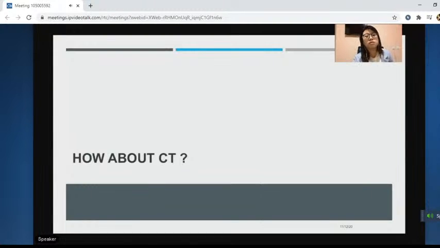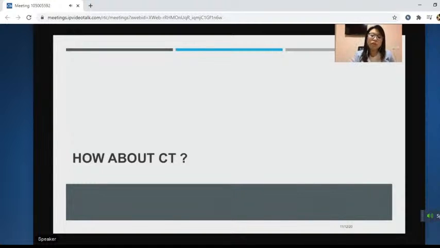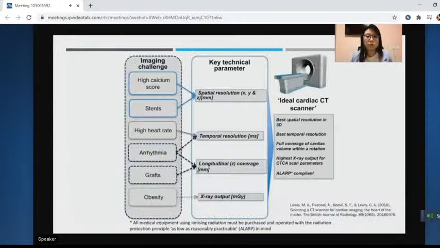And then our CT. Since 1998, clinical interest in CT for cardiac scanning has started, and it evolved from 16 slices to 64 slices. With 64 slices, we scan a lot of patients, but we still meet some challenges, including patients with heavy calcified plaque and high calcium score, patients with stents inserted, which are heavy metals, high heart rate patients, arrhythmia patients, patients with bypass grafts, and obese patients.